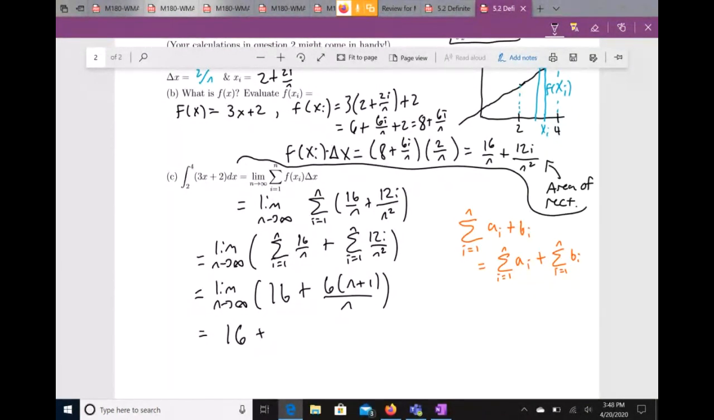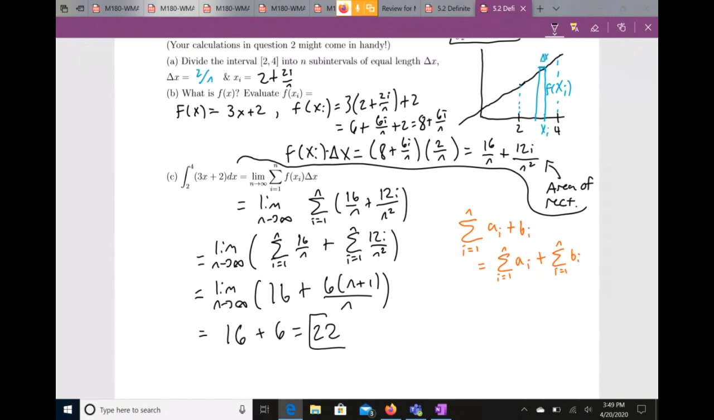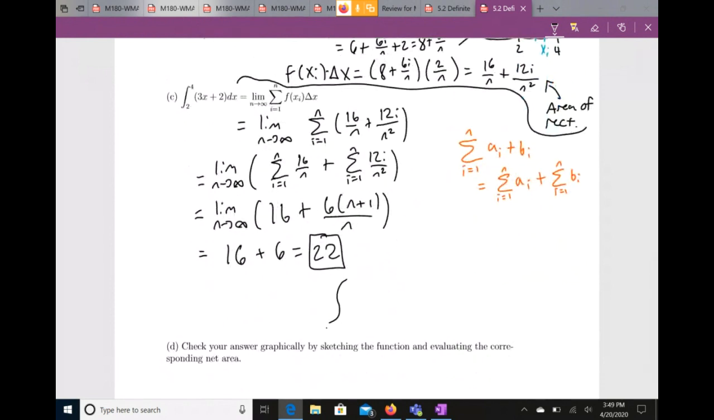Now the next term, 6 times n plus 1 over n, what will that approach as n goes to infinity? If you apply L'Hopital's rule, don't forget about the 6 that's in front. Yes, it'll go to 6. If you take the derivative of the top and bottom, you'll get 6 over 1, so you'll get 6, and that gives us 22. So that's our answer. The integral from 2 to 4 of 3x plus 2 dx is 22.